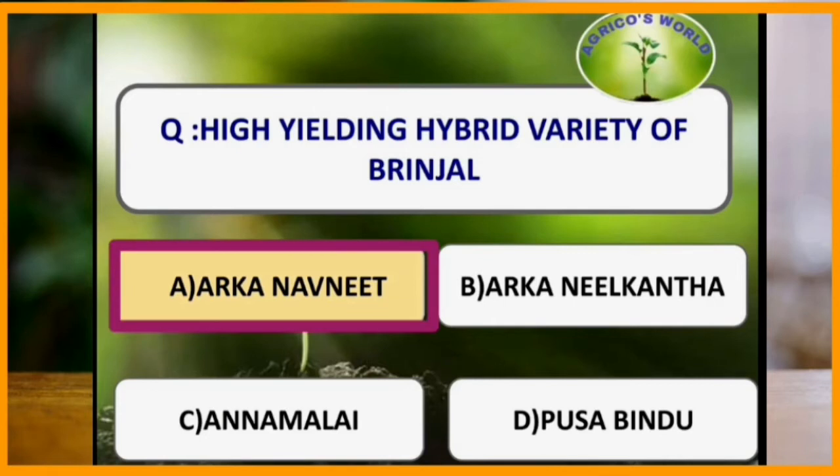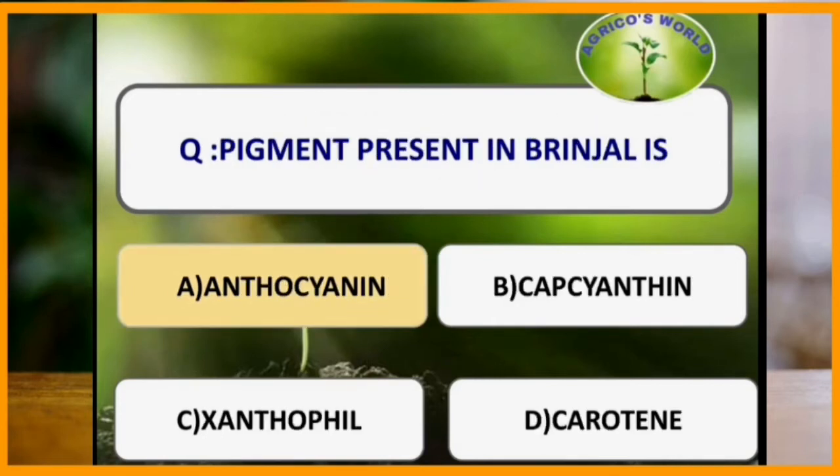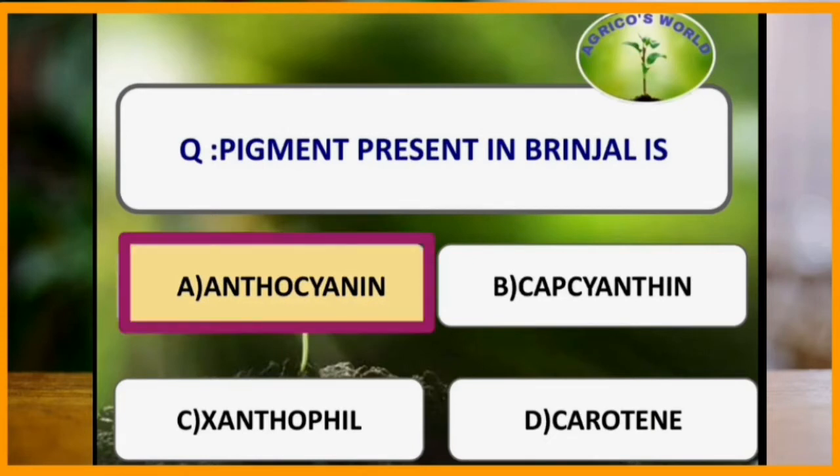Arka Navneet is the high yielding hybrid variety of brinjal. What is the pigment that is present in brinjal? Anthocyanins are the color producing pigments which are present in brinjal.